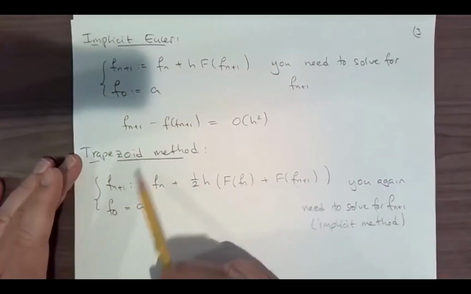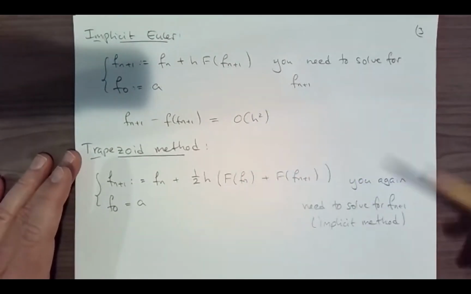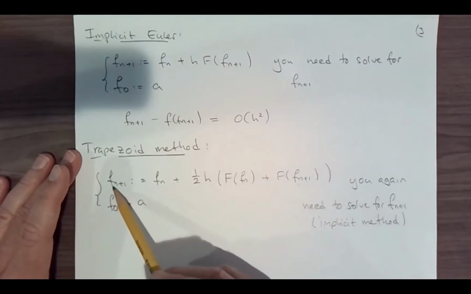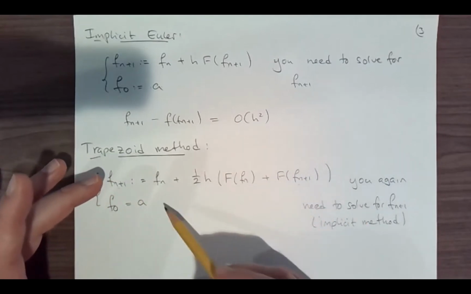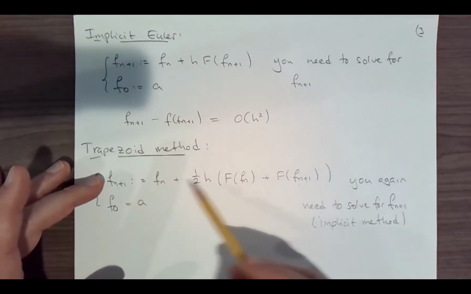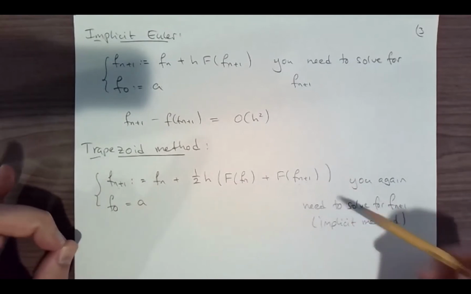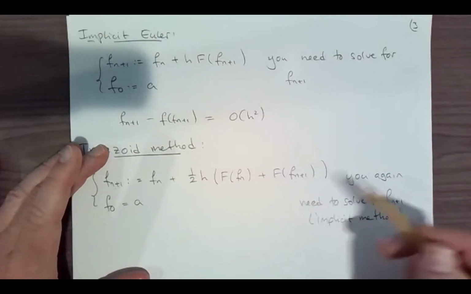Right now, we're looking at the trapezoid method, and it's a mixture of the two, and it's an implicit method because Fn plus 1 is here, and Fn plus 1 is over here as well. So to go from the nth point to the (n plus 1)th point, you have to solve an equation to get that. This is something to keep in mind because that can be non-trivial.